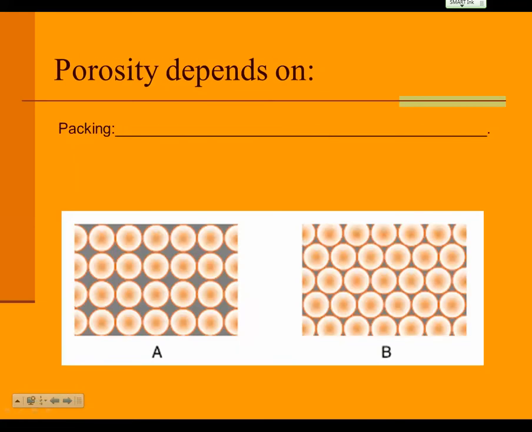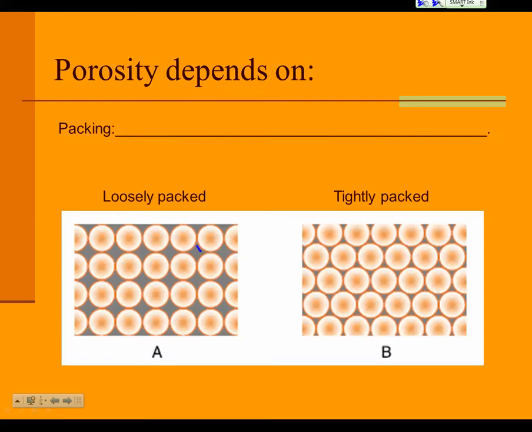Okay, second factor, packing. Just like those potato chips or the box of cereal that you get from the store. It looks like there's this huge bag, but as the thing's going down the road in the truck on the way to the grocery store, all those pieces are getting sorted and packed. And as they get packed, they don't have as much space between them. And you can obviously see that in this picture.